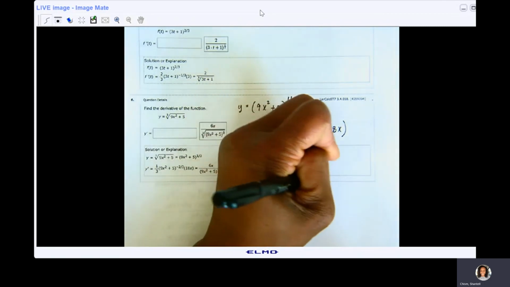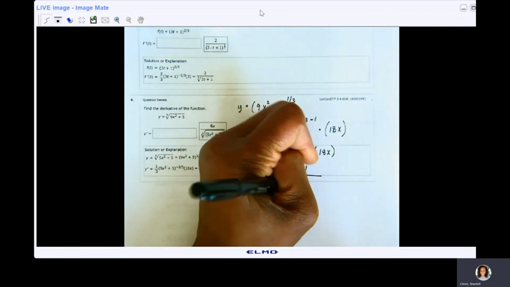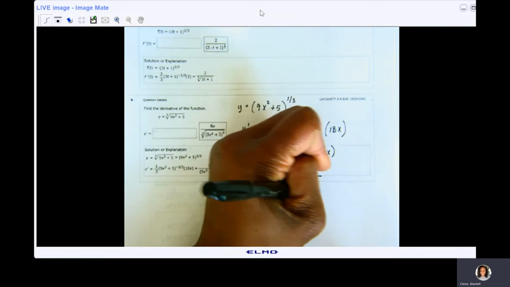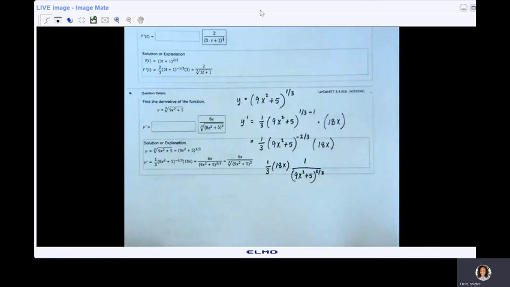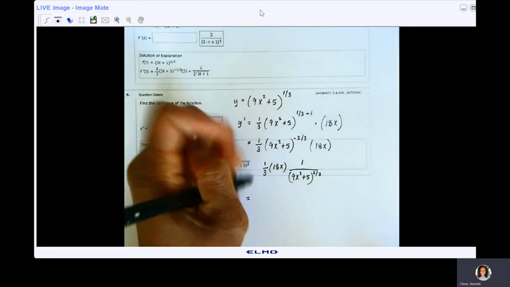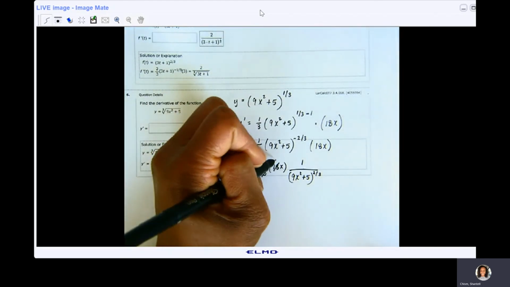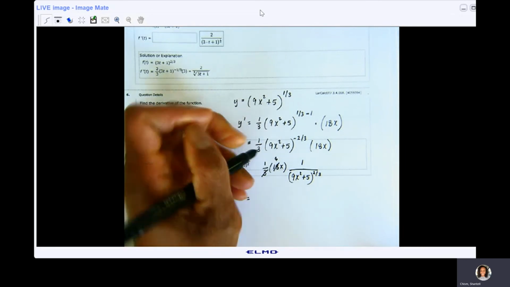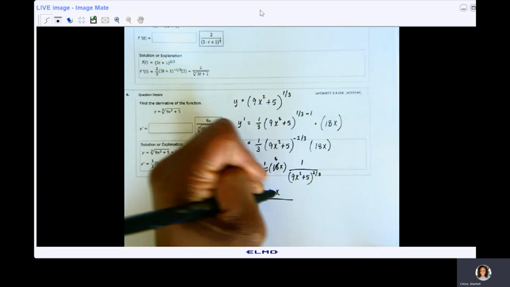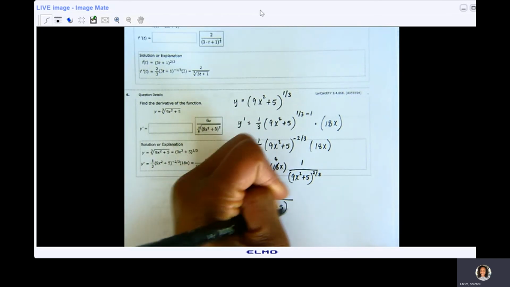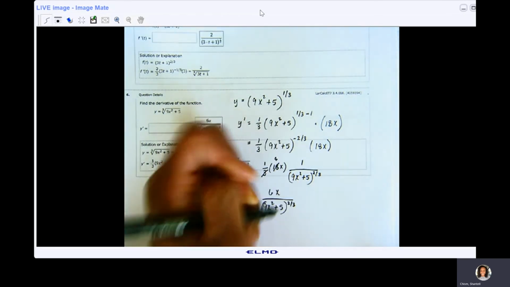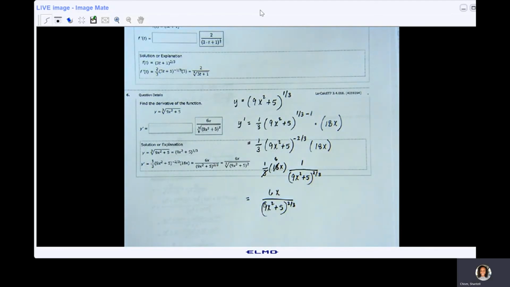And I'm going to write this part as 1/9x squared plus 5 raised to the positive 2/3 exponent. Okay? So all I have to do then is cancel out 3 into 18, which is 6. So on top of that, 6x, and on the bottom, 9x squared plus 5 raised to the 2/3 power. And I would leave it like that. There's no reason to break it down.